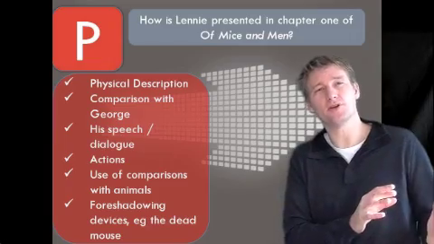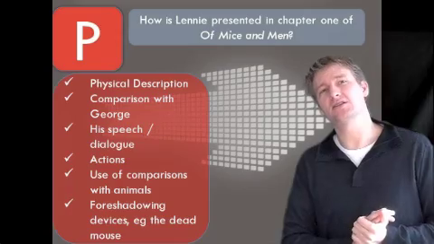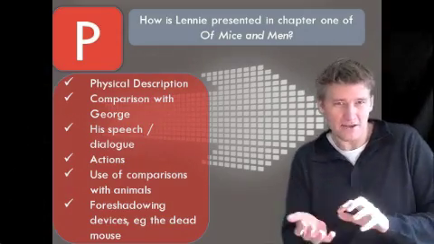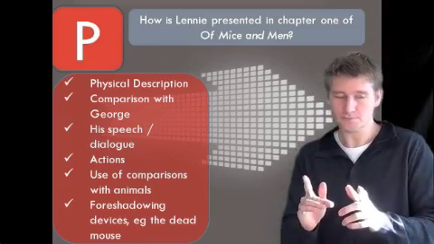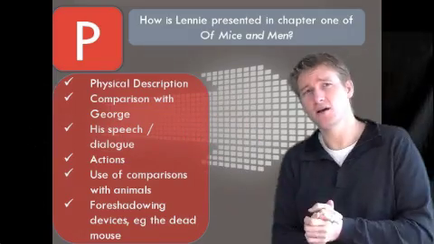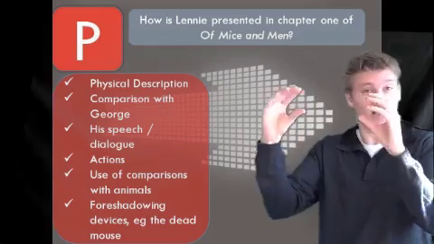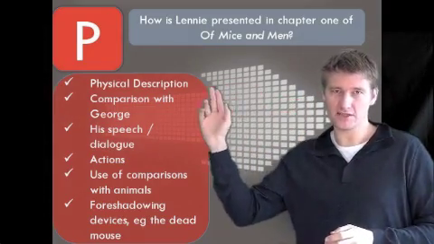So that might be something that you could write about. Or you might write about foreshadowing devices that Steinbeck employs. So things like Lenny playing with a dead mouse kind of foreshadows events that are to come later in the novel. Now, all these things here are appropriate things to write about in a topic sentence or make as your point for a point, evidence, explain paragraph for this answer.